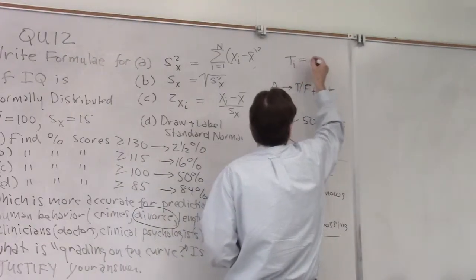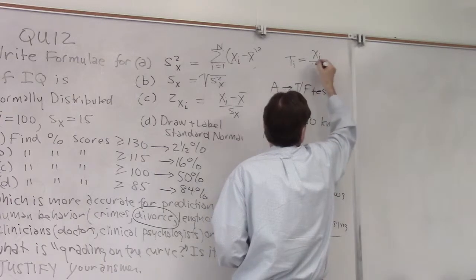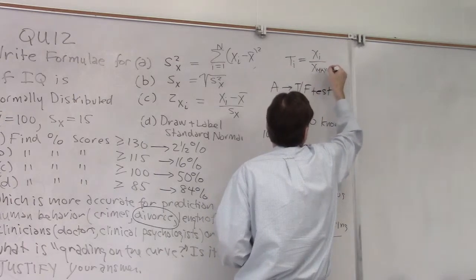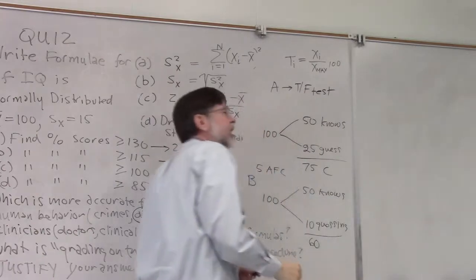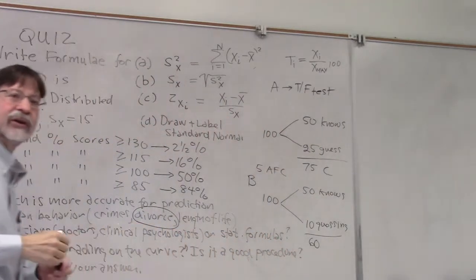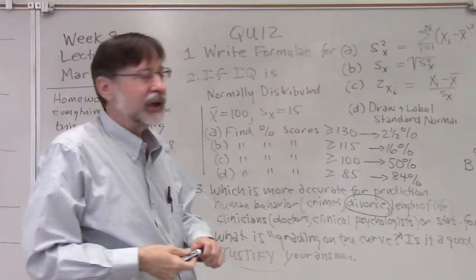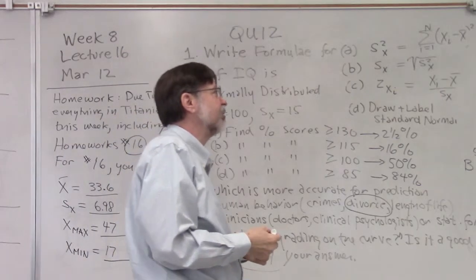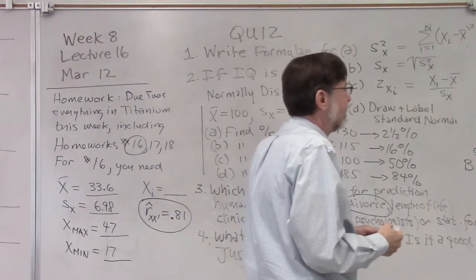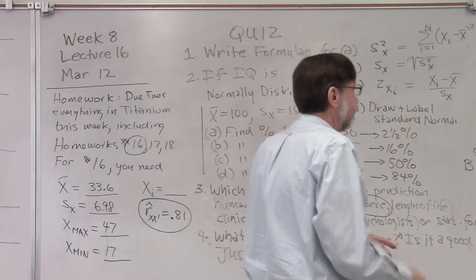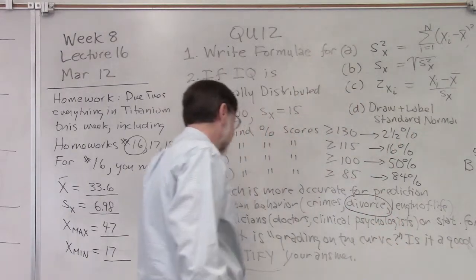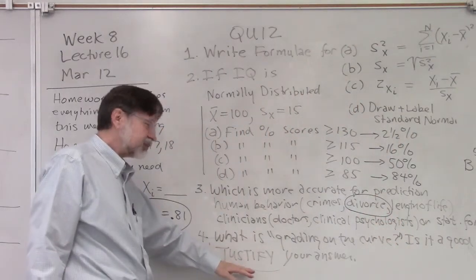Ti equals xi divided by x max times 100 is not a curve. There is no curve in it at all. All right? So that is not grading on the curve. That's called grading on the max. What is grading on the curve? So hopefully you didn't say that was grading on the curve, and let's hope you didn't say it was good.